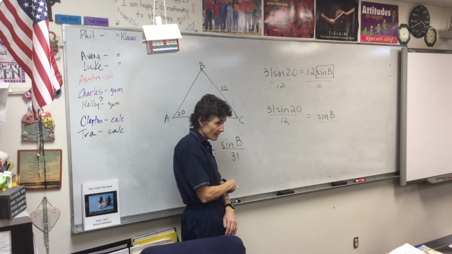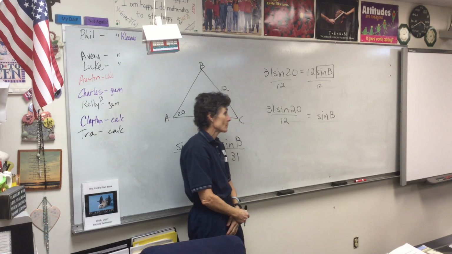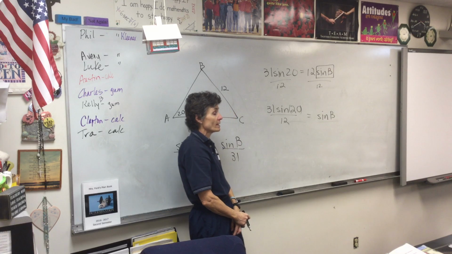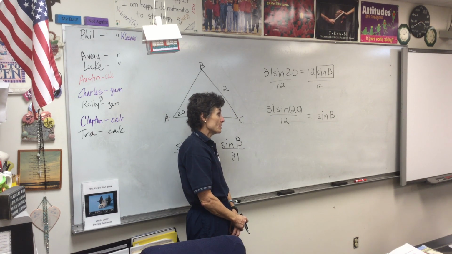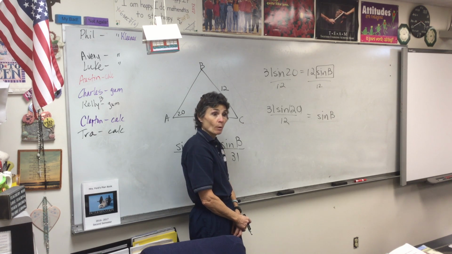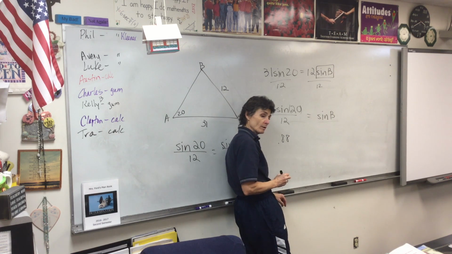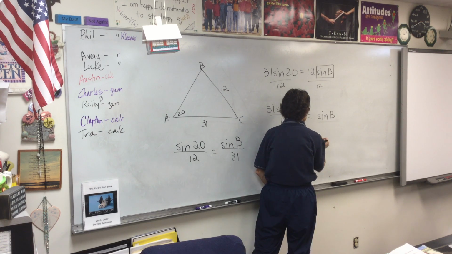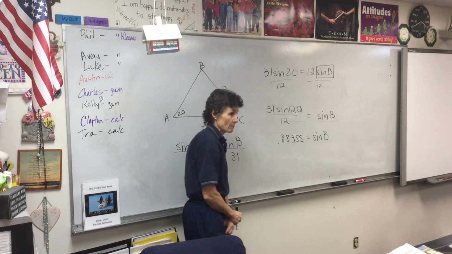Is that okay with everybody? All right, now, would you type that in for me? You know how to do that. Make sure you close the parentheses, like always. And you should get some kind of decimal. Joseph says 0.88. Give me a couple more. 0.88355 is the sine of B. Would you agree with Joseph on that? Is that what you got?